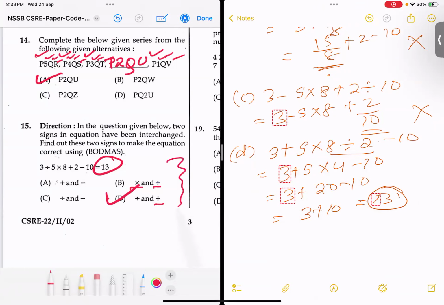So in such questions, you just have to do the trial and error method, okay? You just have to try every option that is given in the question and then solve it.